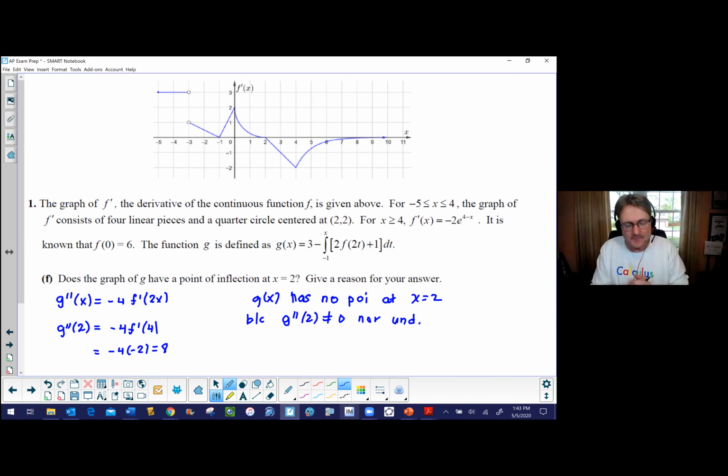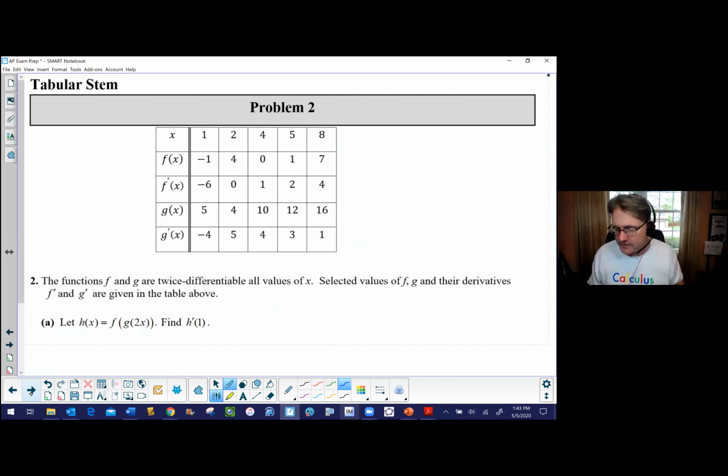Okay. Now I want to talk a little bit about problem 2. I don't think we're going to be able to do all of the parts for this, but I want to maybe highlight some of the key features of this because it is a problem that's what we call a tabular stem.